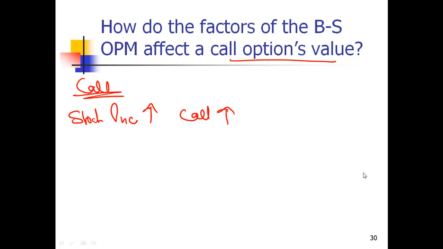So the question is, the point is that the option is a piece of paper, that contract, the right to buy for 25. Is that more valuable now?